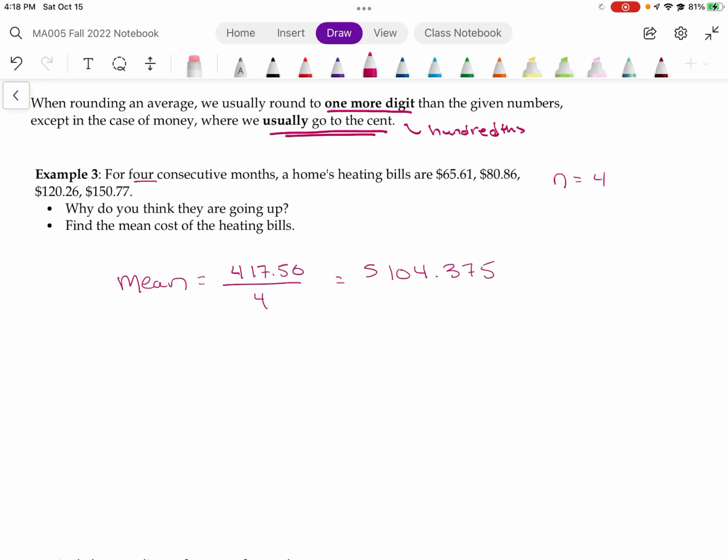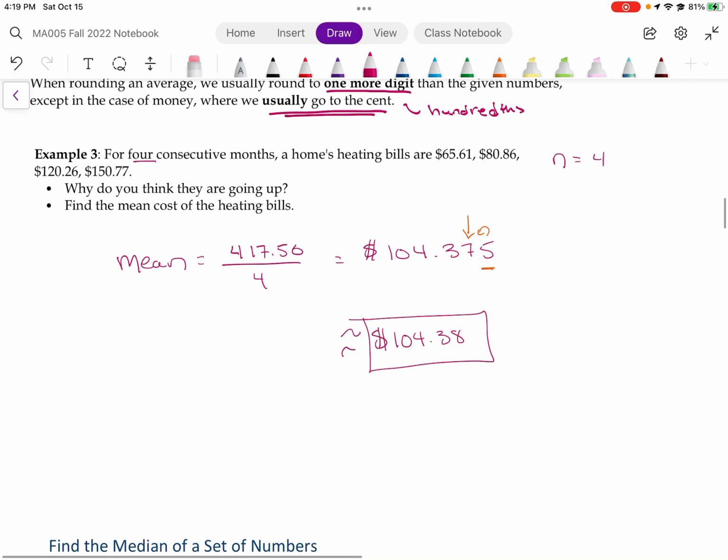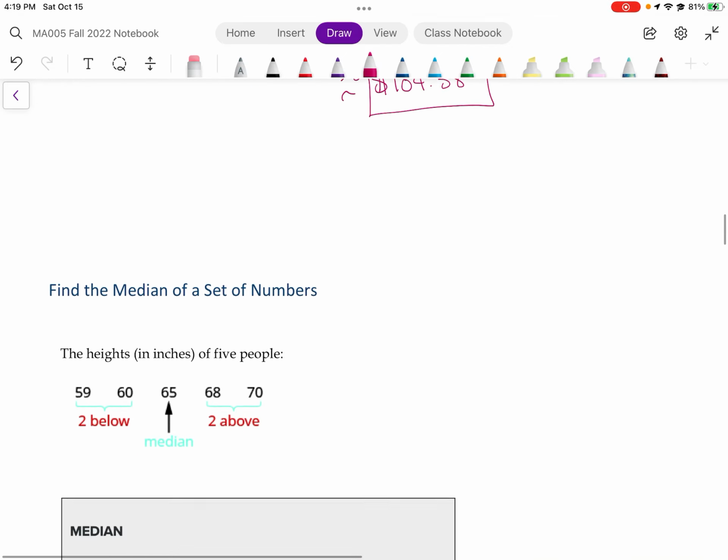So you're going to get 104.375. Now, this is money, so we need to go to the hundredths place. So what is this 5 going to do to that 7? It's going to round it up to an 8. All right, so we're going to get $104.38 is the average, or the mean. See, it's a habit. All right, so that is the first kind of average.